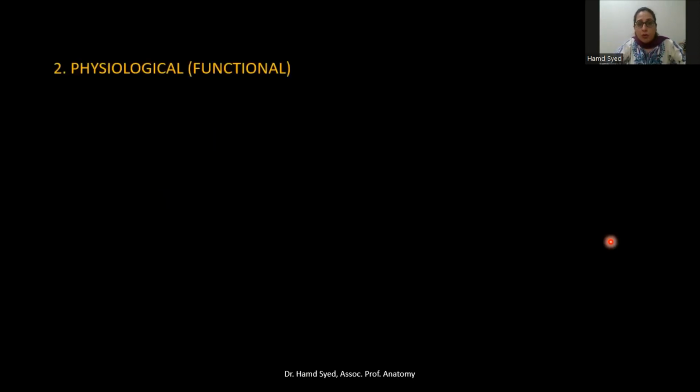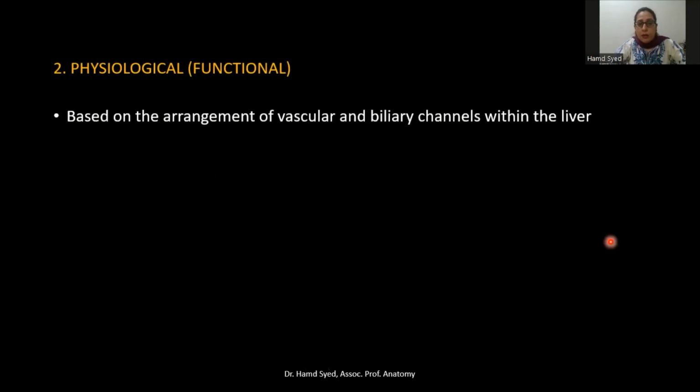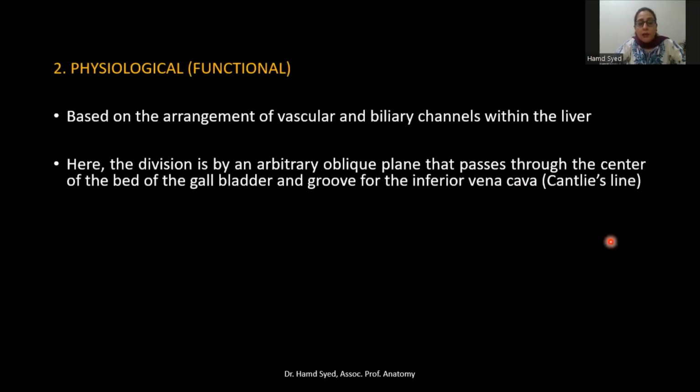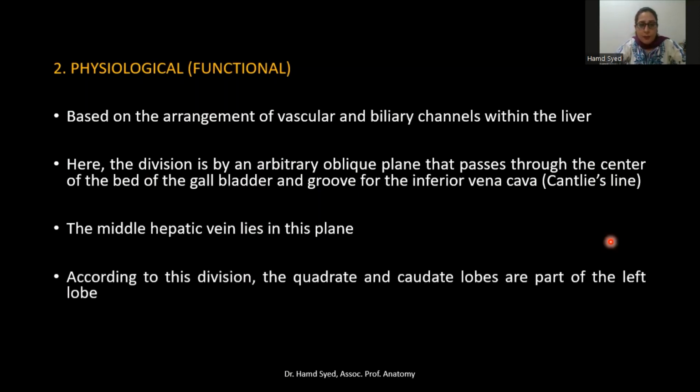If we look at the physiological lobes of the liver, like I said, this arrangement is based on vascular and biliary channels, and here the arbitrary line passes through the center of the bed of the gallbladder and groove for inferior vena cava. And the middle hepatic vein also lies in this plane. According to this division, quadrate and caudate lobes are part of the left lobe of the liver.